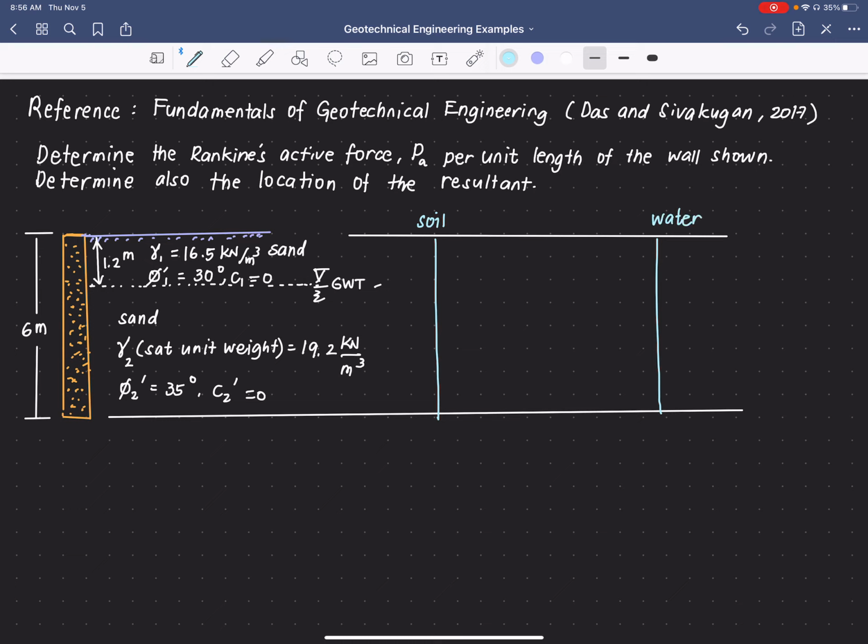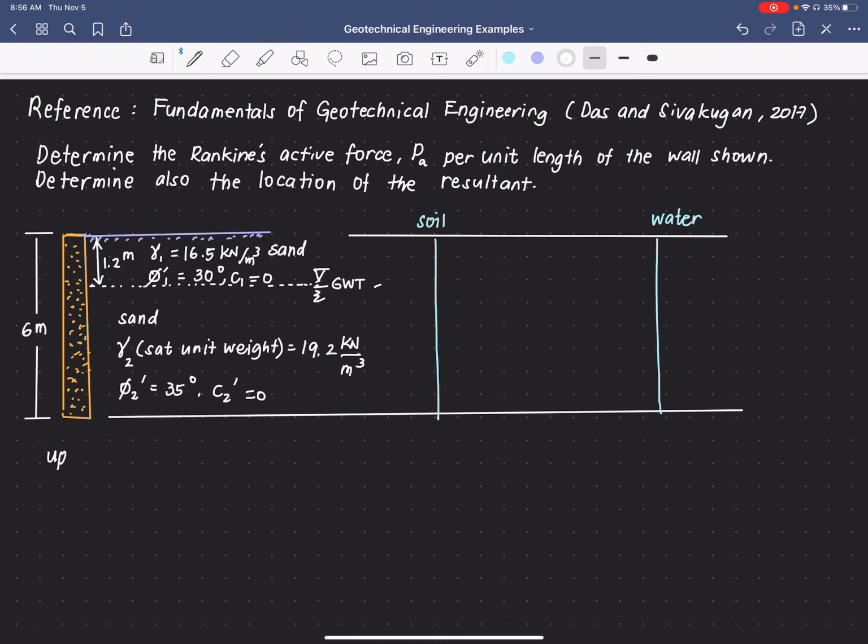And since the soil is sand, there is no cohesion at all, so we will not consider cohesion in the analysis. But the first thing to do is to solve for the Rankine's active earth pressure coefficient, or K sub A, and we have two layers here, the one above the groundwater table and below the groundwater table.